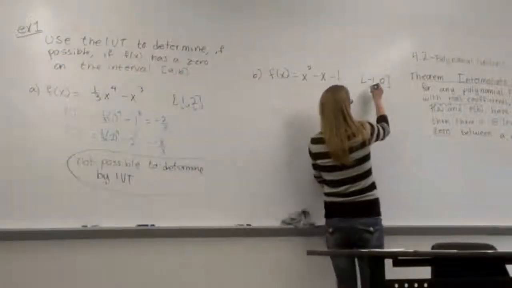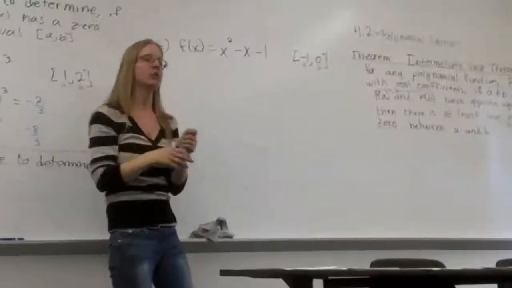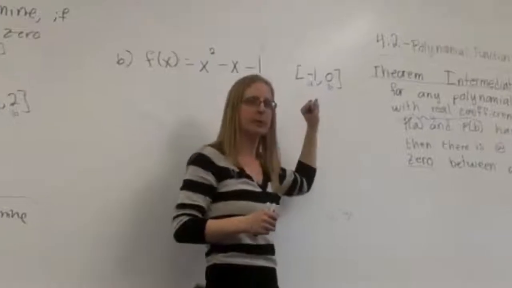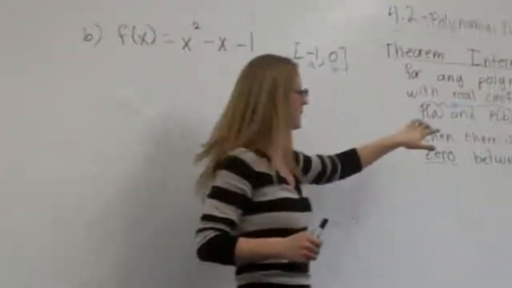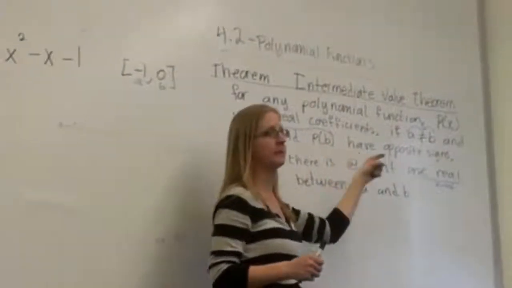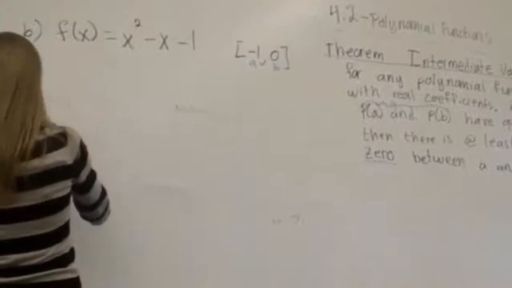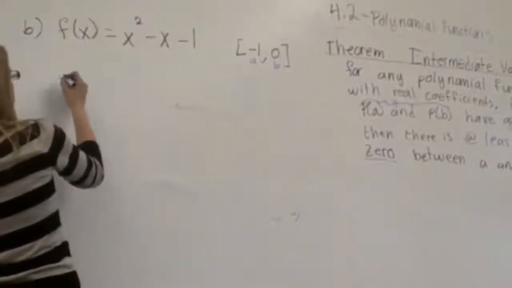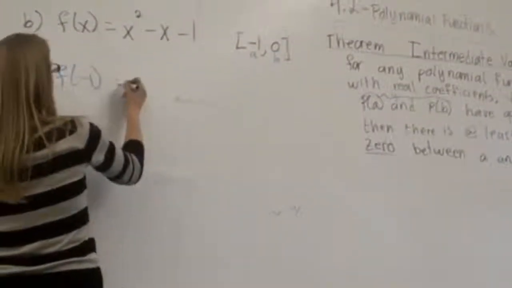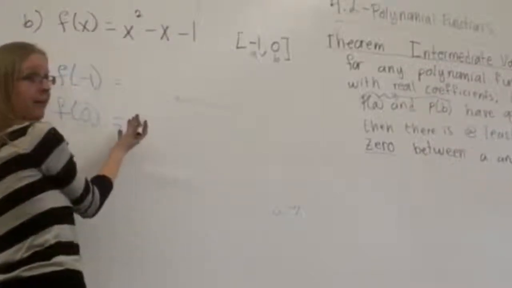So here's my A and here's my B. Is this a polynomial function? Yes. Are my A and B different numbers? Yes. So that was polynomial, different numbers. The next thing is the y values need to have opposite signs. So let's find the y values. I'll do that in blue so it can match here. So I need to find f of -1, and I need to find f of 0, correct?